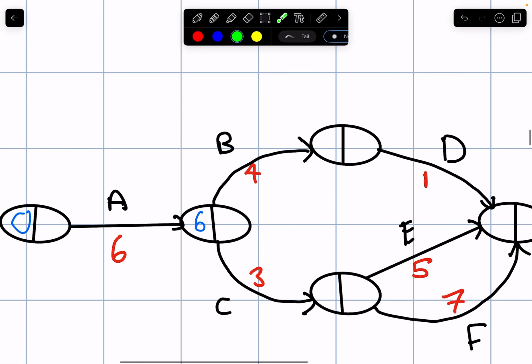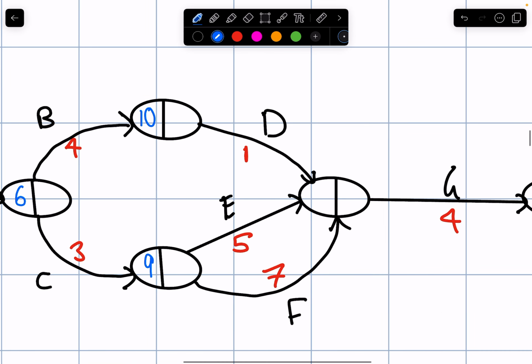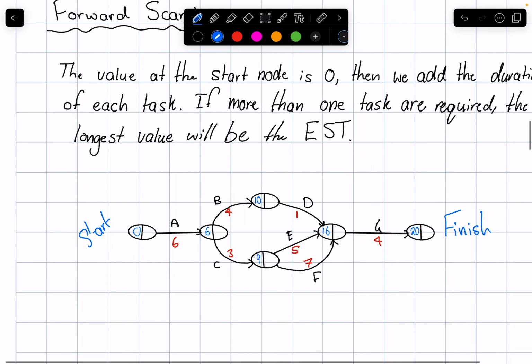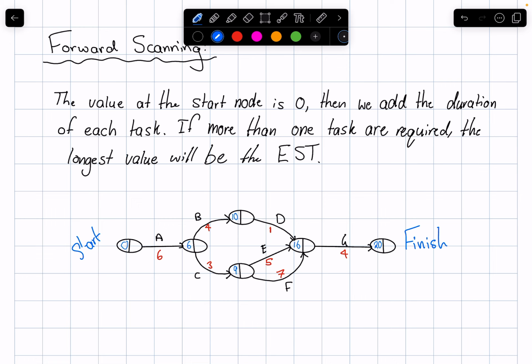Coming over here, let's look at task B now. I've got 6 minutes plus 4, so I've got 10 minutes. Looking at C, I've got 6 plus 3, which is 9. Now we see for this node, I've got 3 tasks leading into that node. So I need to check what's going to be the biggest number. So I've got 10 plus 1 is 11, 9 plus 5 is 14, 9 plus 7 is 16, so I put 16 in as the largest number. 16 plus 4 is 20, and then I'm at the finish. Now that is my forward scan completed.